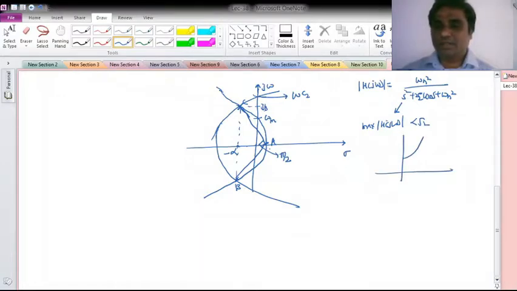If I have a response like this, and the maximum magnitude is less than root 2, then what will happen with the half power point frequency, which will be 1 by root 2 of this? It will be less than 1, and we can see that there will be only one cutoff frequency. I'll get omega c2.